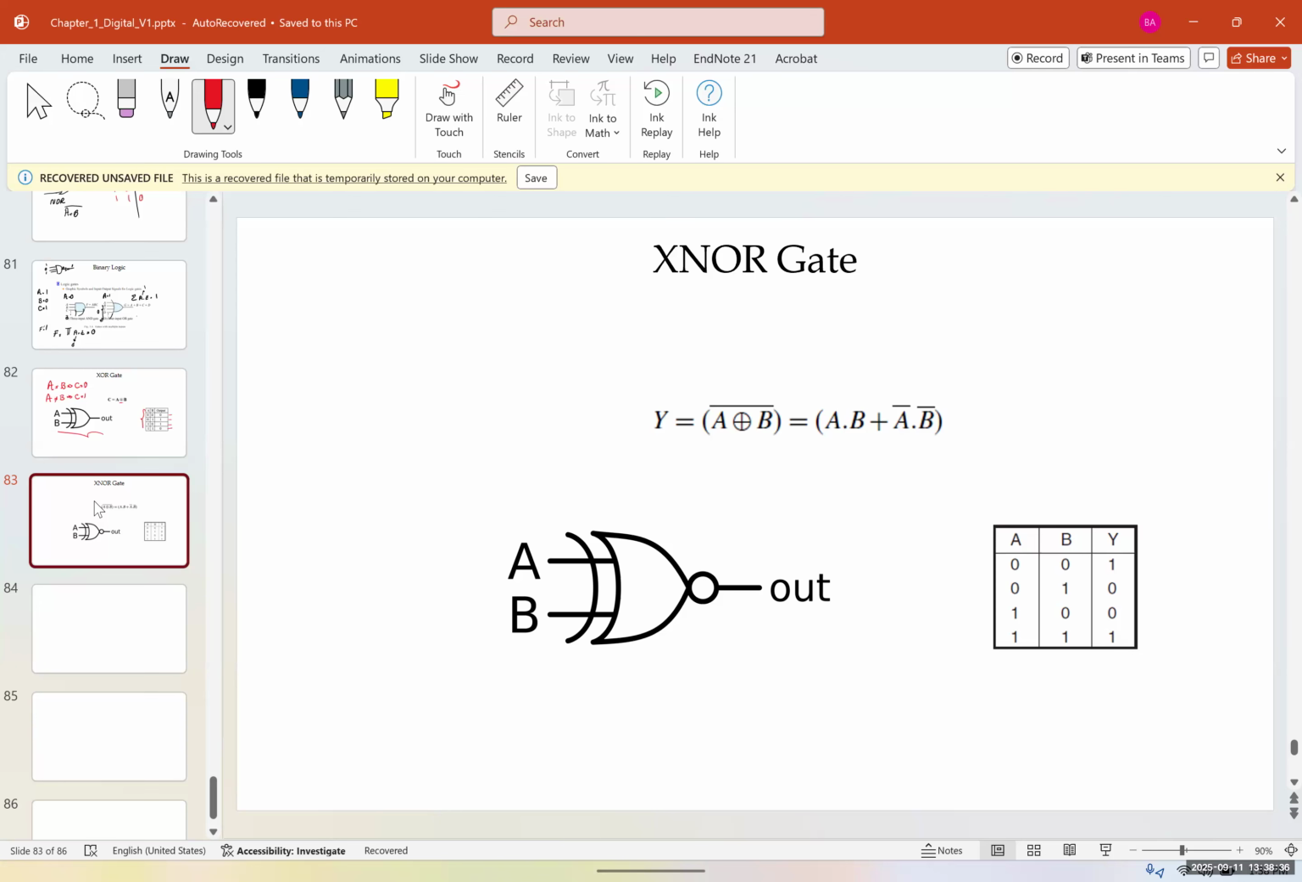Now an XNOR gate is the opposite of an XOR gate. If A is equal to B, then C or Y, the output, would be equal to 1. If A and B are different, then the output would be equal to 0. So it's the exact opposite of an XOR gate. Is it clear? Yes. Okay.